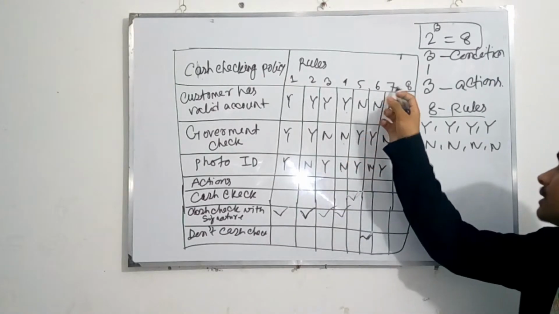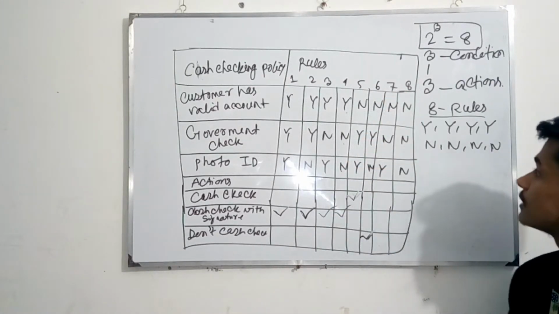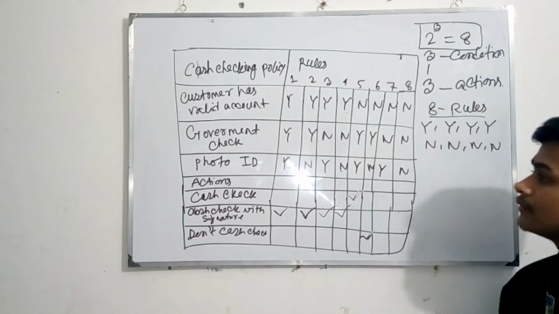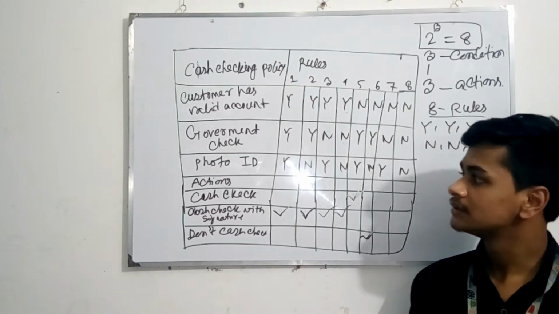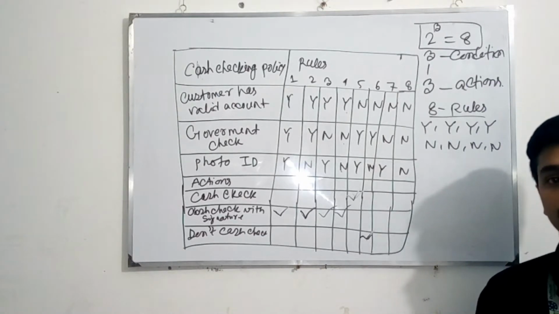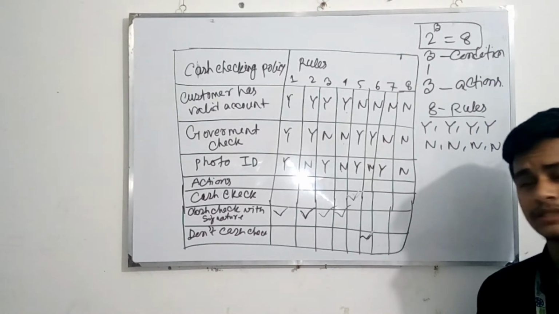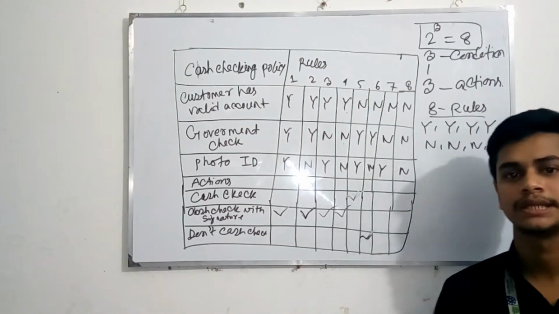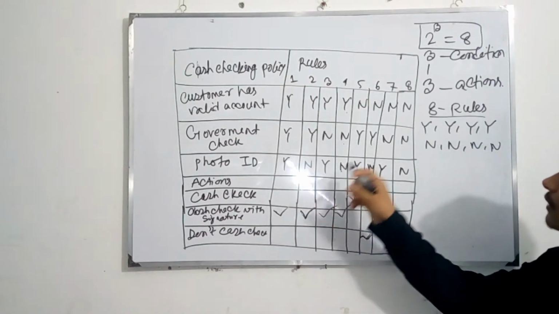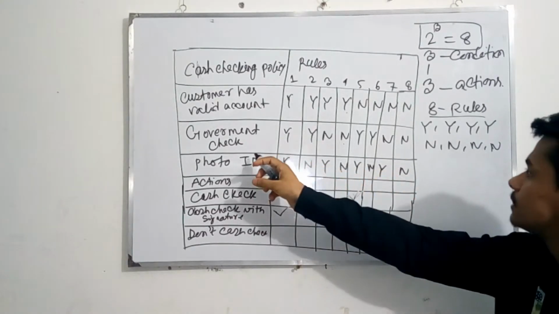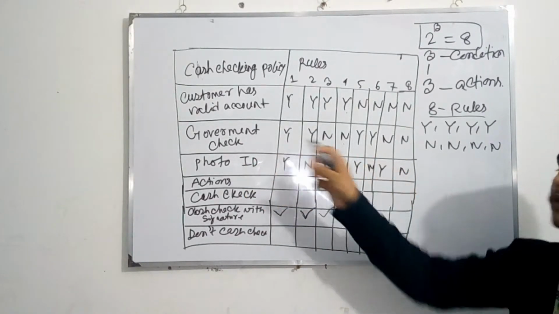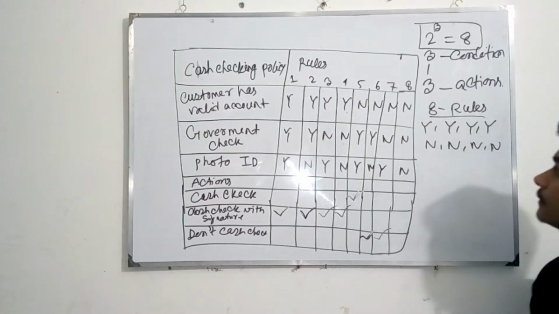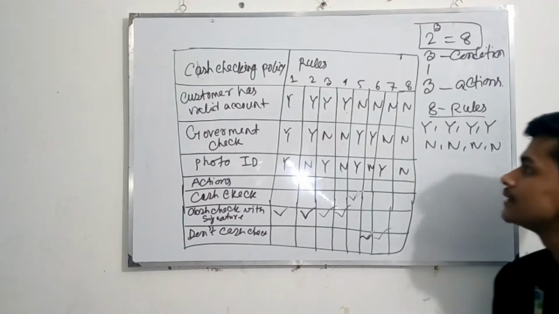In rule number 7, customer has valid account number, no. Government check, no. Photo ID, yes. But we already showed in our scenario that if and only if government check and photo ID, they can cash check. Here only one condition is fulfilled, which is photo ID, but they have no government check, so they don't cash check.